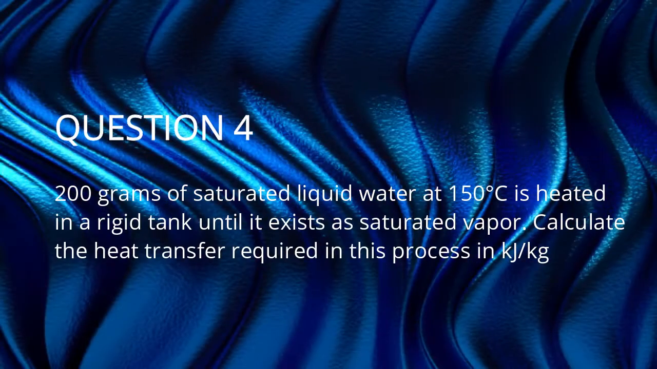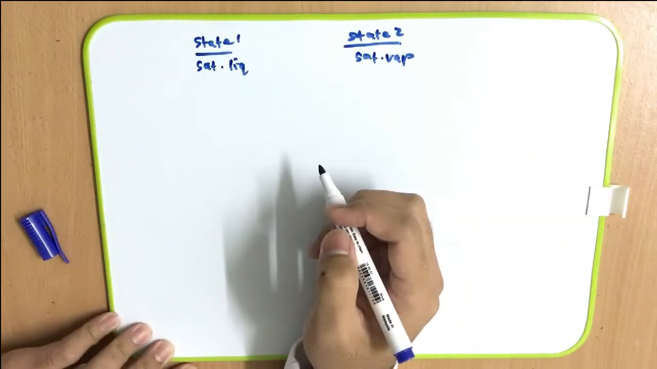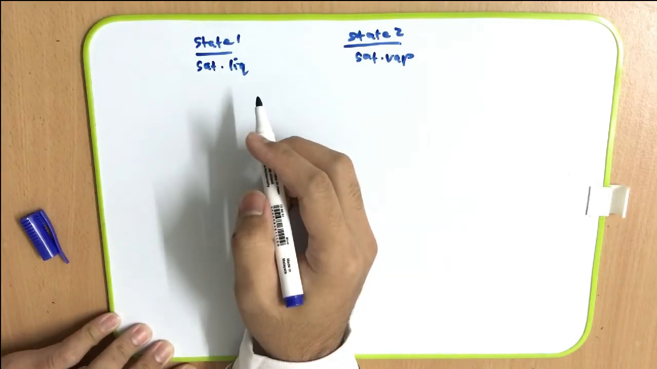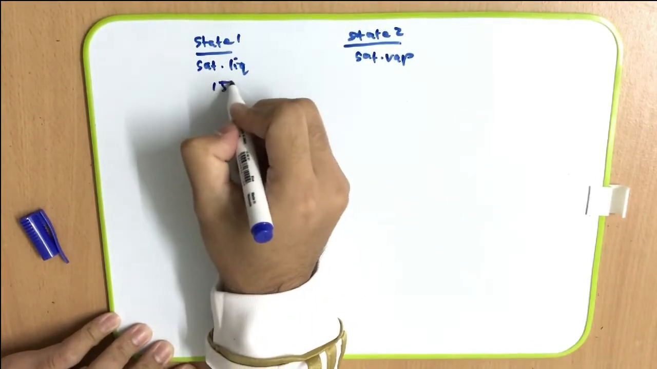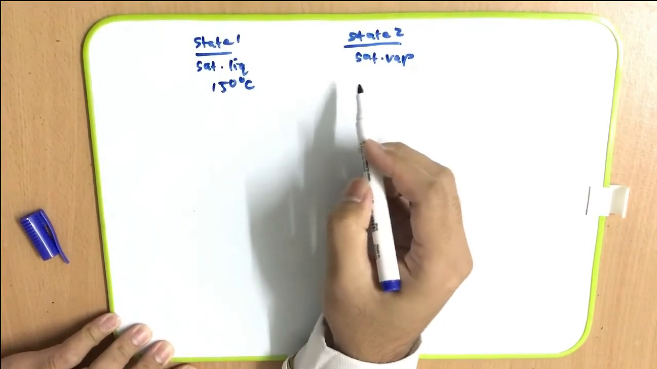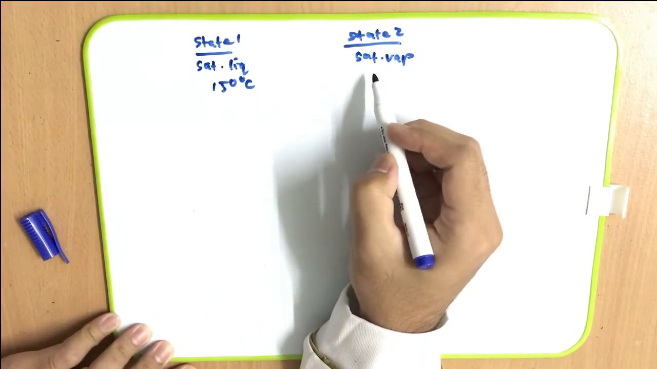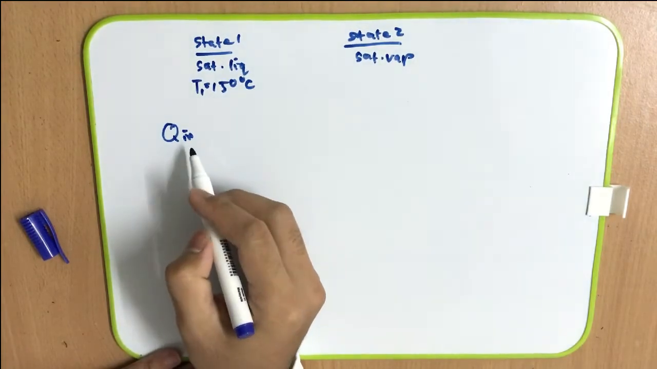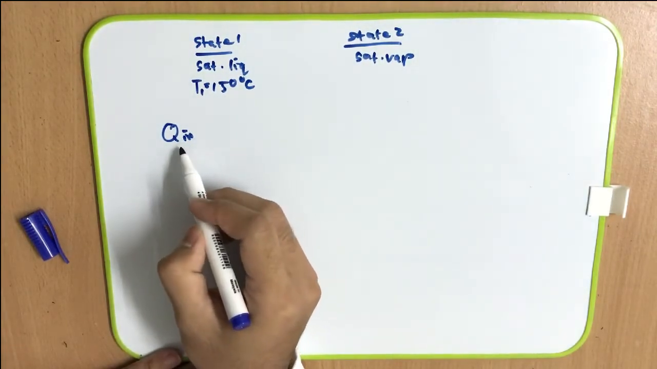Next, question number 4. 200 grams of saturated liquid vapor at 150 degrees C is heated in a rigid tank until it exists as saturated vapor. Calculate the heat transfer required in this process in kilojoule per kg. From the question, in a rigid tank, there is saturated liquid water at 150 degrees C and it is heated until it exists as saturated vapor. So we need to find the heat transfer into the system, which is Q in.